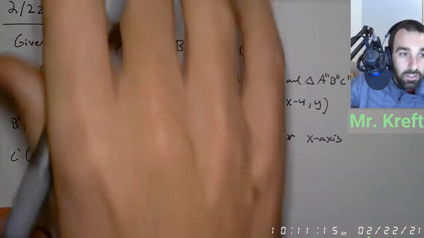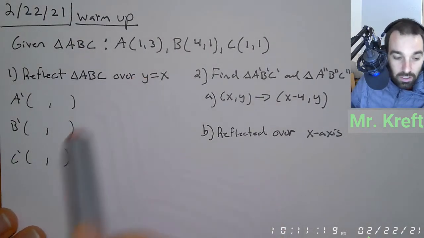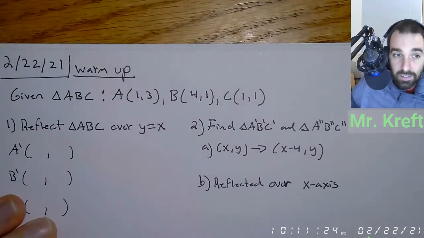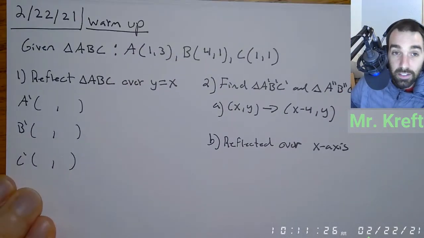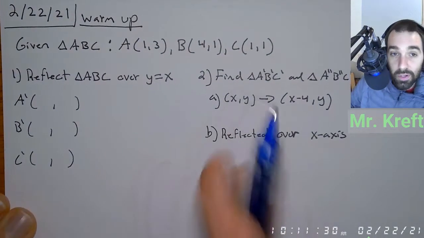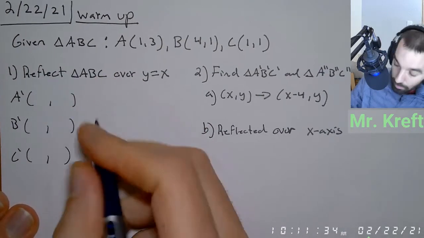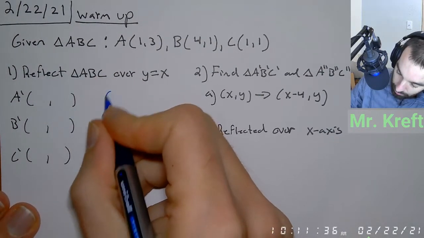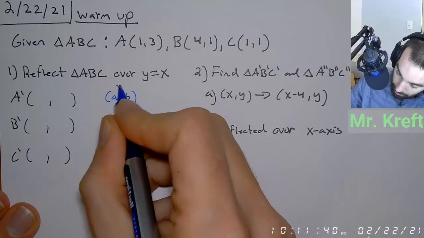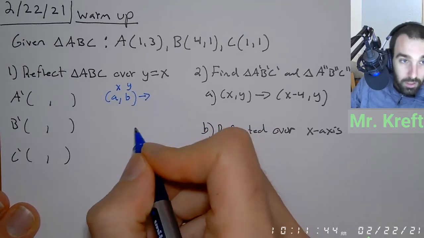For this first one, I'm going to reflect triangle ABC over y = x. It's important to remember from last class that diagonal reflections are done with an equation because we don't have graph paper. Normally with graph paper we'd do this all on the paper, but since we don't, we're going to be using equations. The equation is from last time, and you should have it in your notes, so you can always look it up.